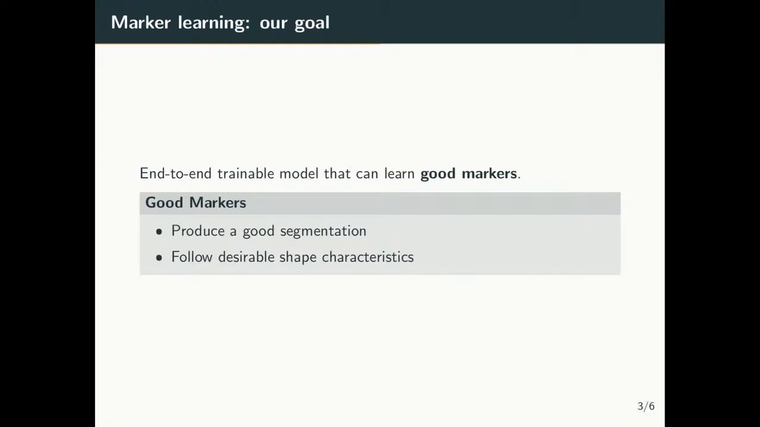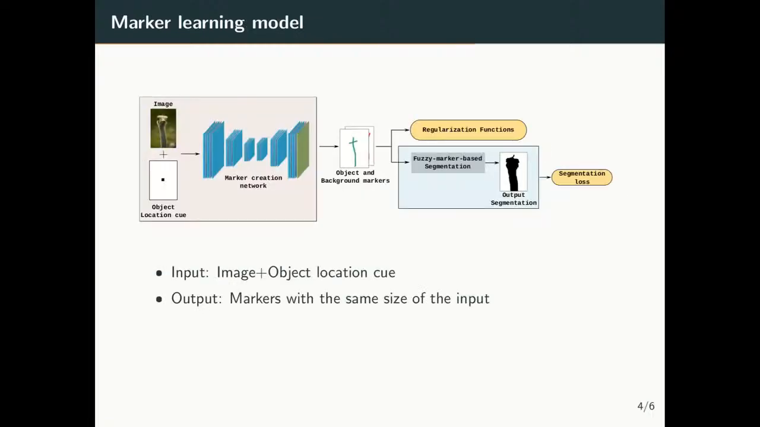We make sure that the markers are easily editable by enforcing some desirable shape characteristics on them. These shape characteristics are, for instance, being small, located near the center of the object, being smooth, and composed of a small number of connected components. And we do that by proposing the following marker learning model.